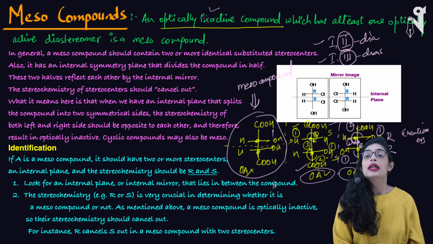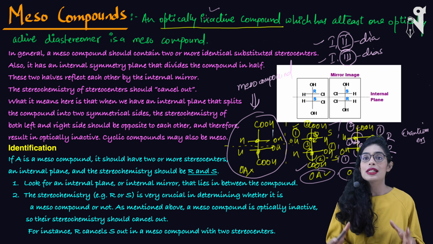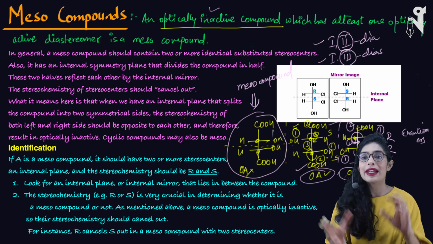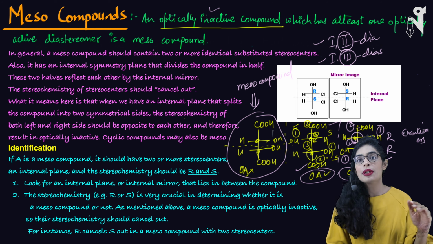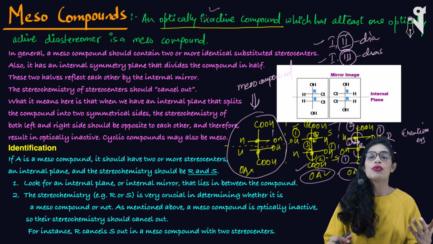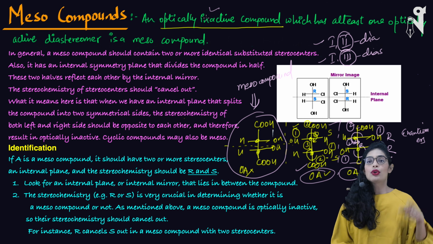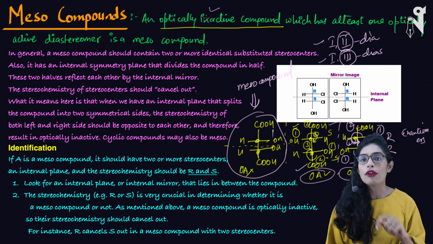Okay, and as I said, a meso compound is nothing else but an isomer of the same type of compounds. The arrangement has been done in such a way that it gets a plane of symmetry, and due to that plane of symmetry, it becomes optically inactive. We can say it in one more way, if you look at the configuration of the molecule.